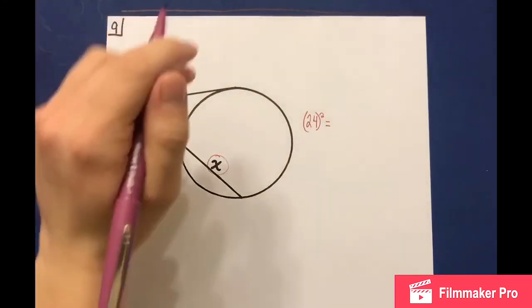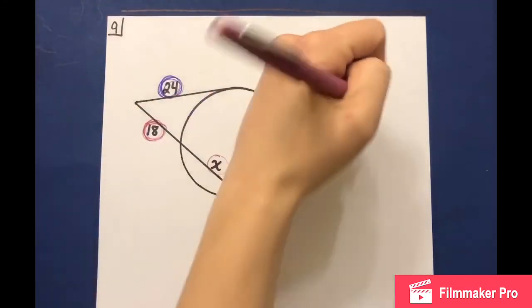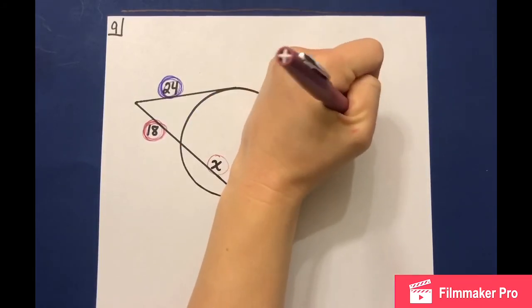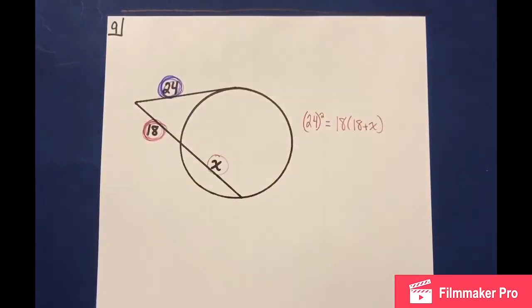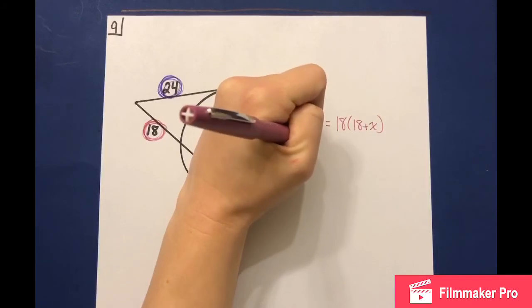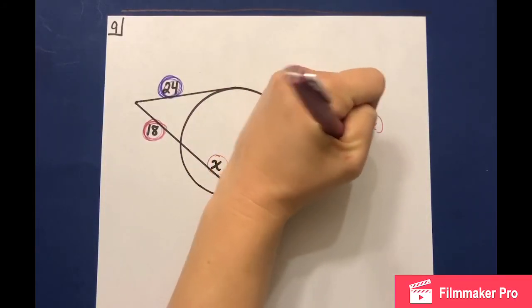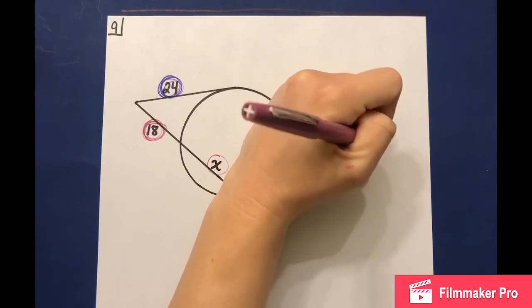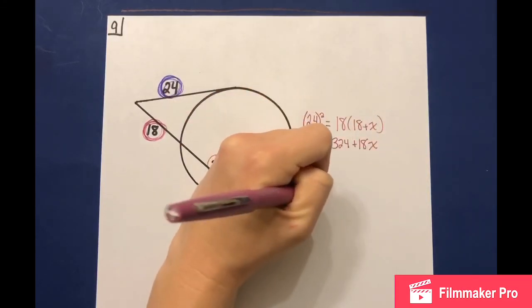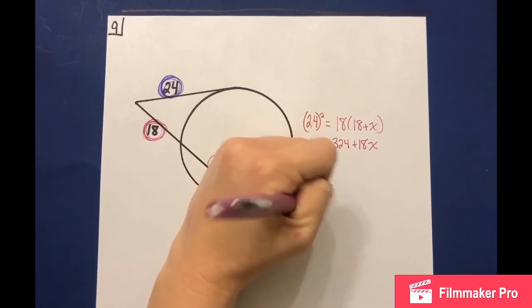Same thing over here as it was kind of in the last problem. It's 18 times 18 plus x. So here, when I square this, I get 576 equals 324 plus 18x. Solve that down, you get x equals 14.